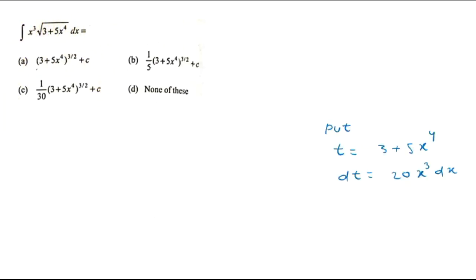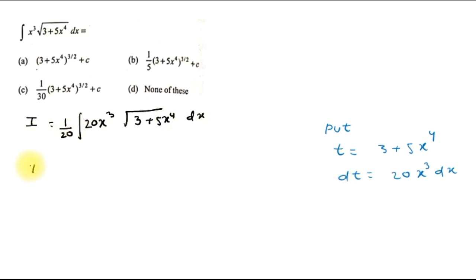Hello dear student, this is your question, right? So first of all, we write I is equal to integration of x to the power 3 under root 3 plus 5x to the power 4 dx. Now if we put here 3 plus 5x to the power 4 is equal to t, then dt is 20x cube dx. So here we see that we have x cube, so if we multiply it by 20 and divide by 20, there is no change in the integration, but we get 20x cube dx, which is equal to dt.